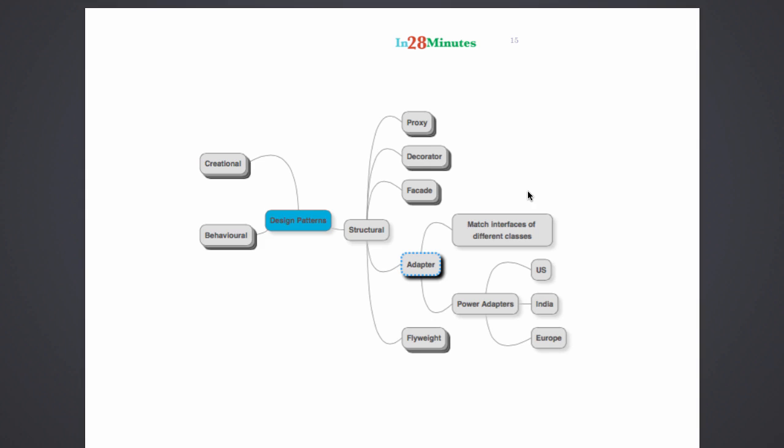And when I go to US, it won't work because the power adapters in US have different kinds of pin configuration. So what I do is I would take an adapter. So when I'm going to US or Europe, I would buy a power adapter to which I would plug in, and I would use the power adapter to connect to the line.